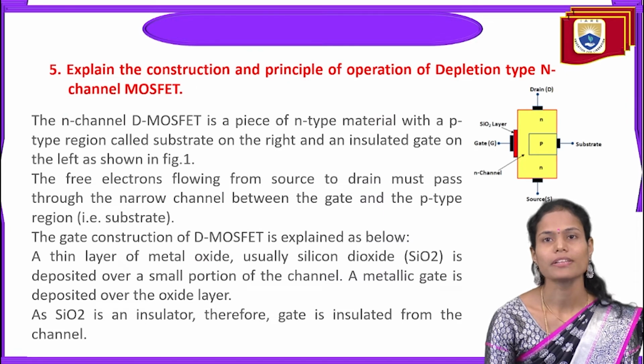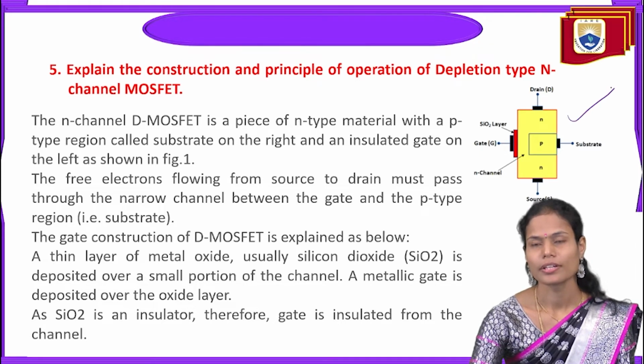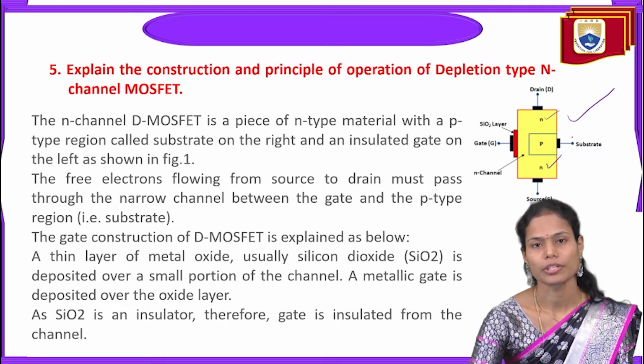And next, explain the construction and the principle of operation of the depletion type N-channel MOSFET. So this is the depletion type N-channel MOSFET. In the N-channel MOSFET, we have a P-type substrate, and in that P-type substrate, we insert two N-type semiconductor regions. So the channel is also N type.